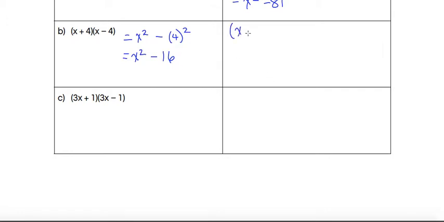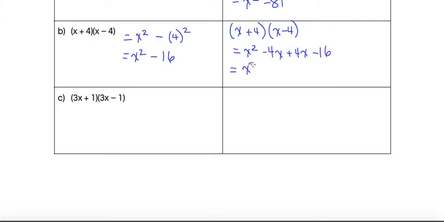FOIL is always a strategy that will work when you are multiplying binomials. So there's nothing else that you need to remember if you want to just remember FOIL. First terms, x times x is x squared. Outside terms, x times negative 4 is negative 4x. Inside terms, 4 times x is 4x. And last terms, 4 times negative 4 is negative 16.